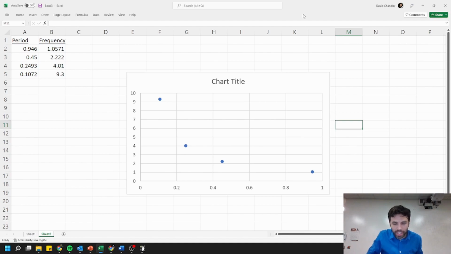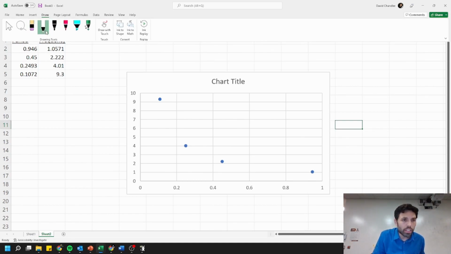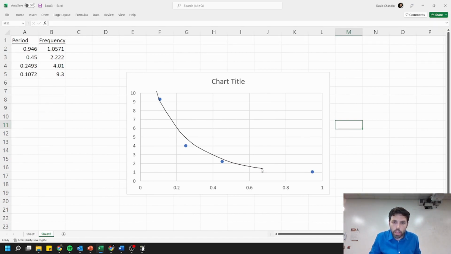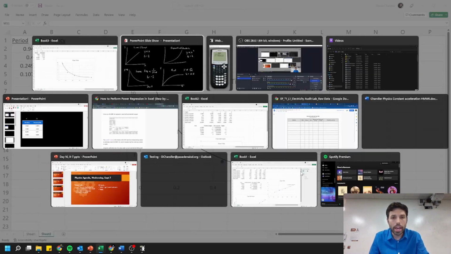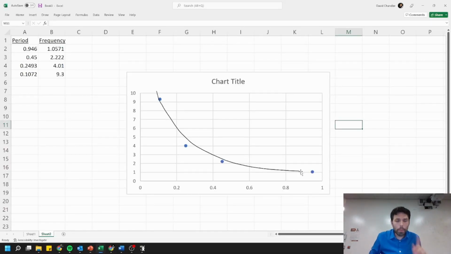If we could, we'd see... You can kind of tell... Can I draw? I can't draw in Excel. Cool. You can kind of tell by looking at the picture here that this is making the same general shape that we had on this graph here, that curving down like that. All right. So now what I'm going to do, I'm going to take the period.